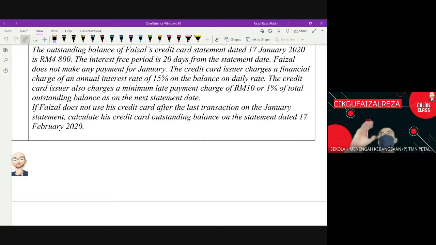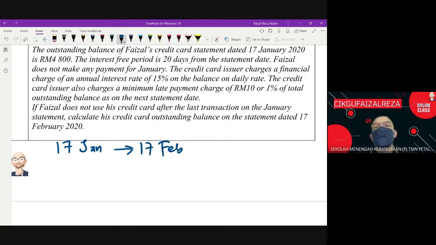From 17 January to 17 February, how many days is that? 30 or 31? Because January has 31 days, it's going to be 31 days. So 31 days minus the interest-free period of 20 days means that interest will be charged for only 11 days. Am I right? Yes.